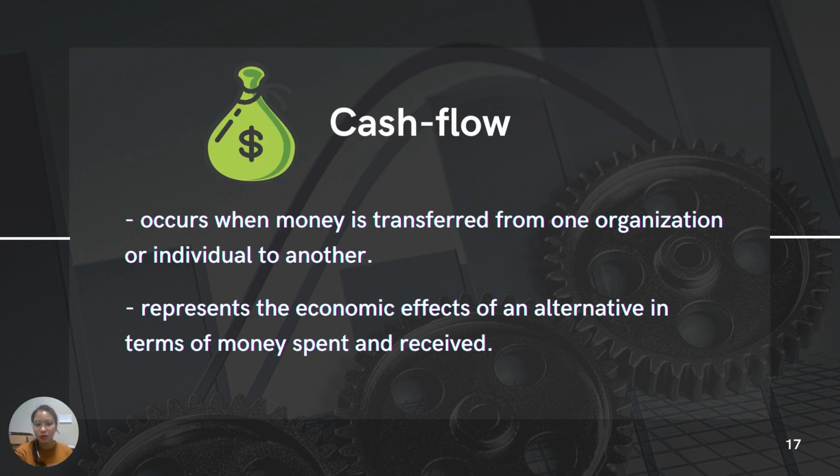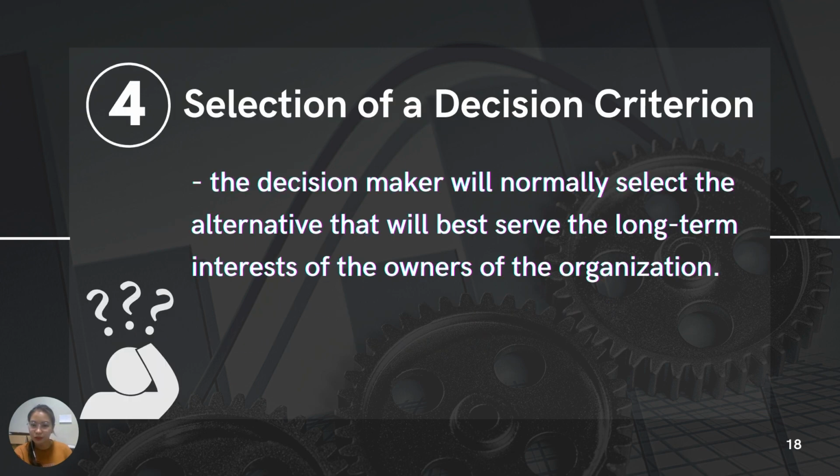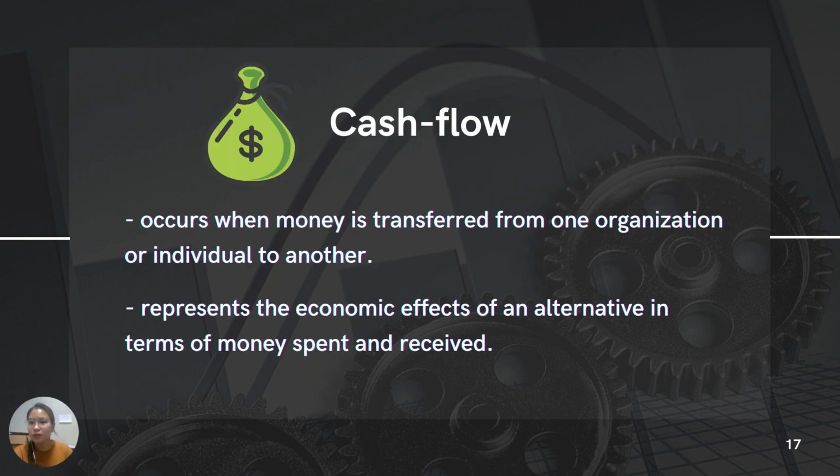When you say cash flow, it occurs when money is transferred from one organization or individual to another. Thus, cash flow represents the economic effects of an alternative in terms of money spent and received. So the key to developing the related cash flows for an alternative is estimating what would happen to the revenues and cost.